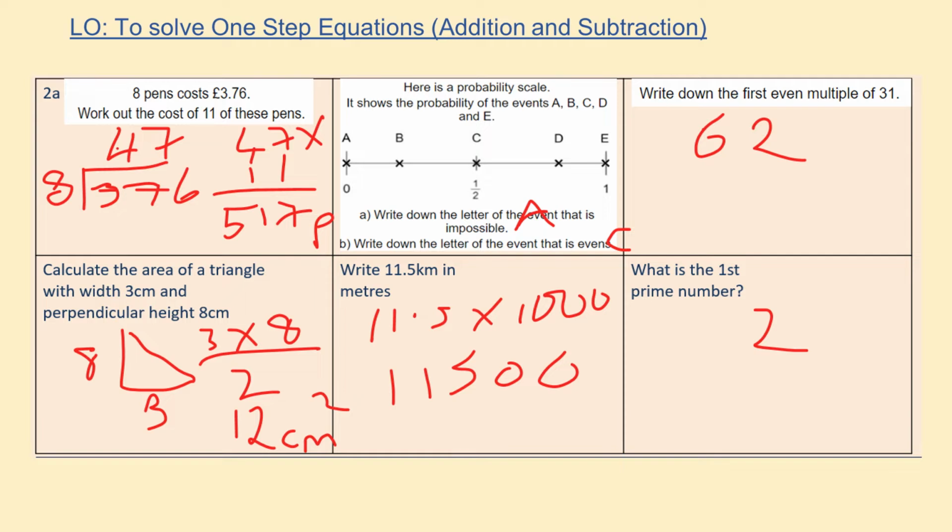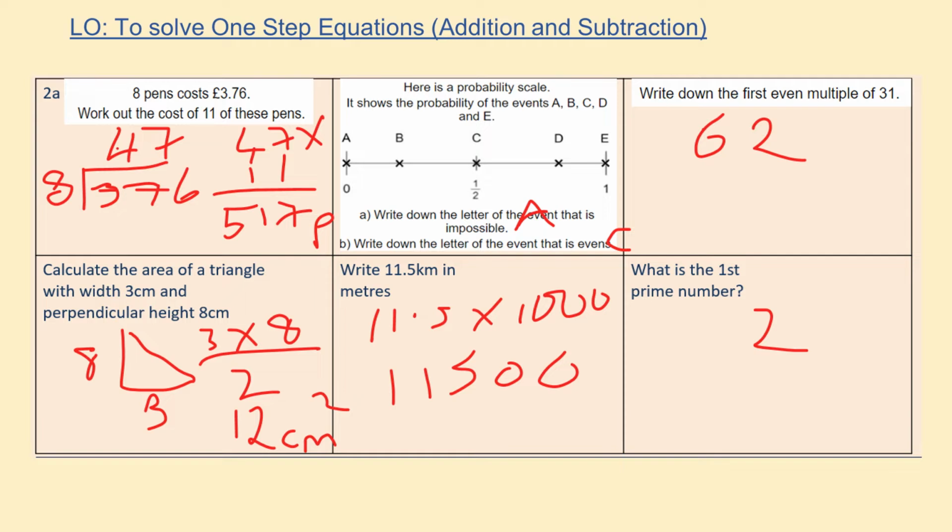Okay, so 8 pens cost £3.76. We need to find out what 1 pen costs. So 376 divided by 8 is 47 pence. It's 47 pence per pen. So 47 times 11 is 517 pence, or £5.17.